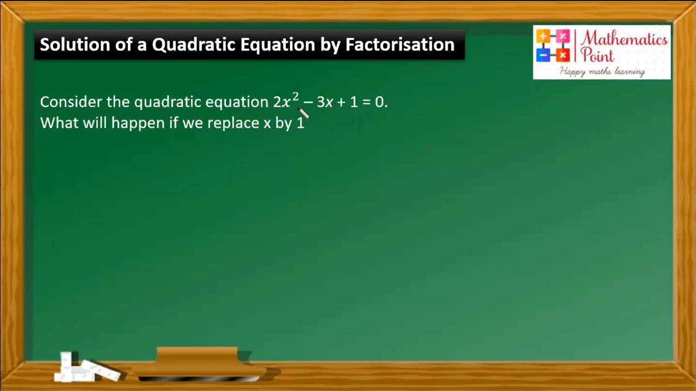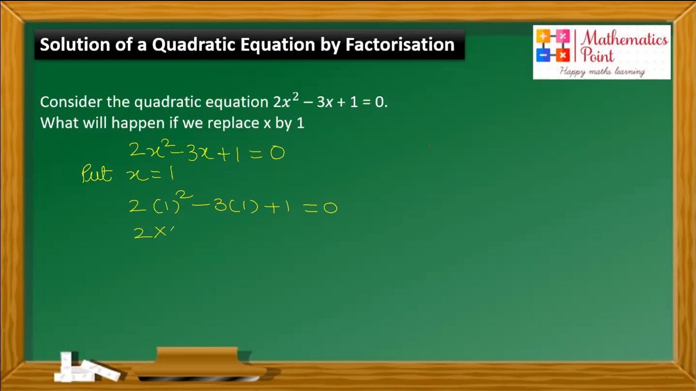Consider the quadratic equation 2x square minus 3x plus 1 equal to 0. What will happen if we replace the x by 1? Let us check it. 2x square minus 3x plus 1 is equal to 0. Now, when I replace x by 1, what do we get? 2 into 1 square minus 3 into 1 plus 1 is equal to 0.